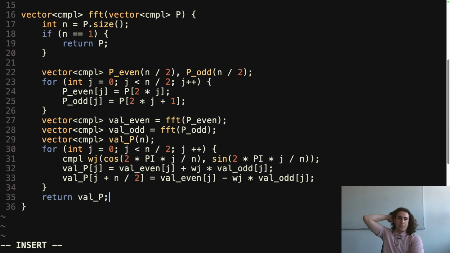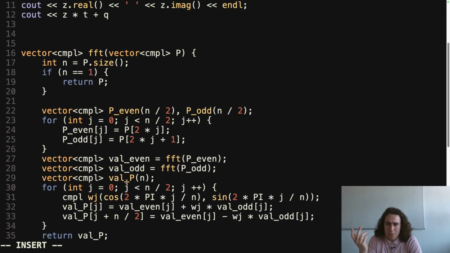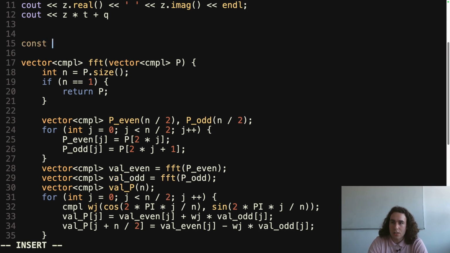We wrote our FFT function. There's a lot of stuff that goes into figuring it out, but at the end, the code is pretty simple. I guess the only problem is that we haven't defined the number pi. Let's define the number pi. const double pi. I normally do it like this. You can do it however you want.